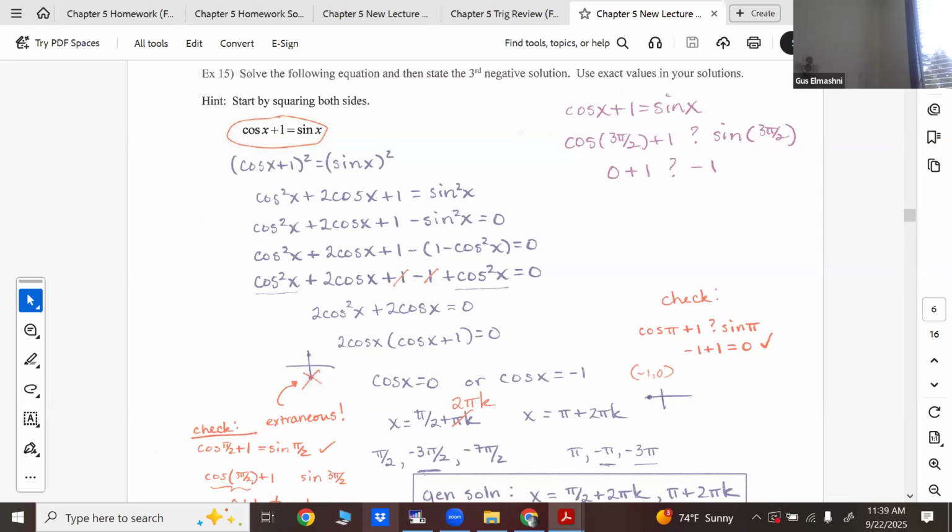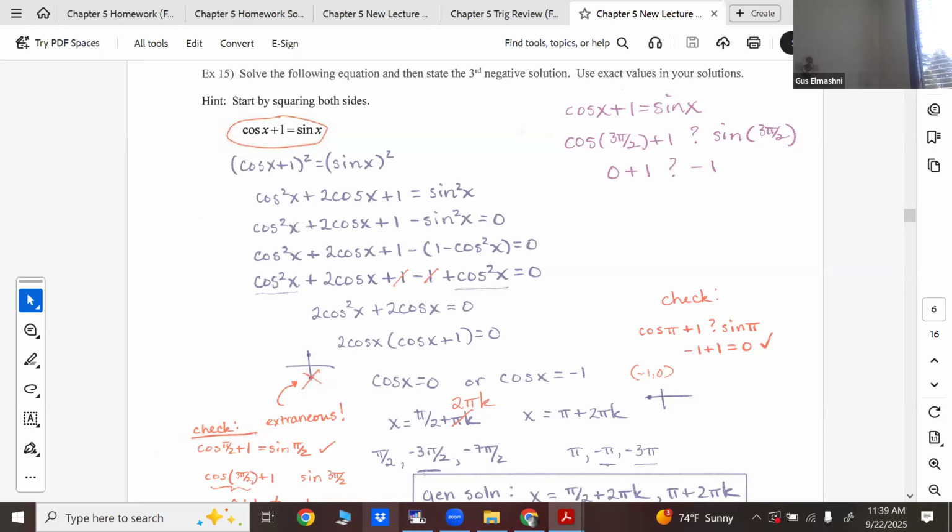Cos x equals -1, only at pi. The problem with 3 pi over 2 is extraneous. You plug 3 pi over 2 back in the original, you have 1 equals -1, so you have to discard 3 pi over 2. So when cosine x equals 0, we're only going to say pi over 2. And of course, it's pi over 2 plus 2 pi k, or pi plus 2 pi k.